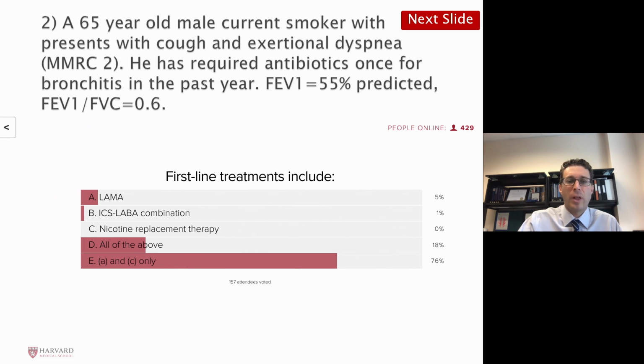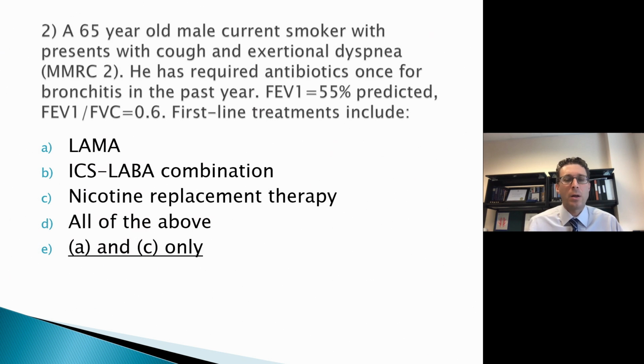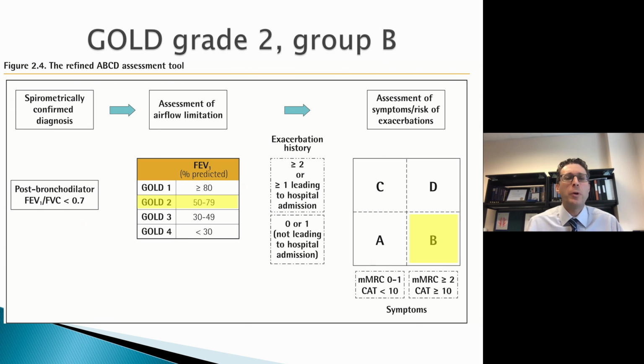Okay, we'll move on to the next slide. So many of you said A and C, which is answer E, which is correct, and several did say all of the above, and we'll go through the reasons why A and C are correct. So if we use our GOLD guidelines based on this patient's lung function, the reduced FEV1 FVC ratio confirms the diagnosis, FEV1 of 55% puts them in GOLD 2, and then based on their symptomatic dyspnea, but only one exacerbation in the past year, they would be in GOLD category B.